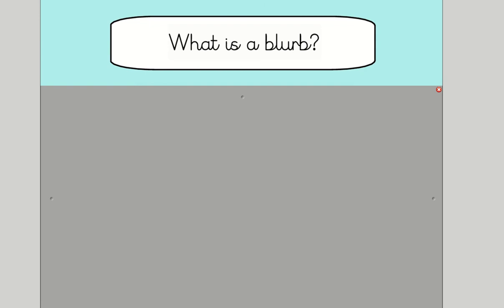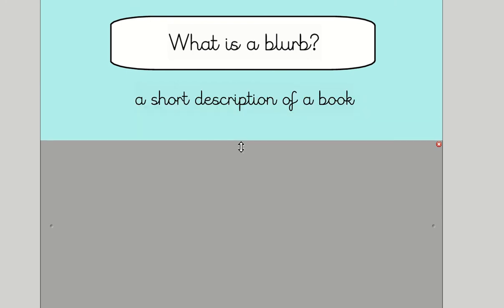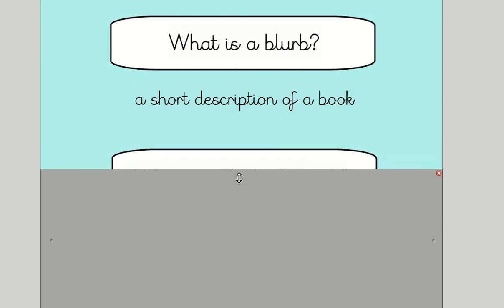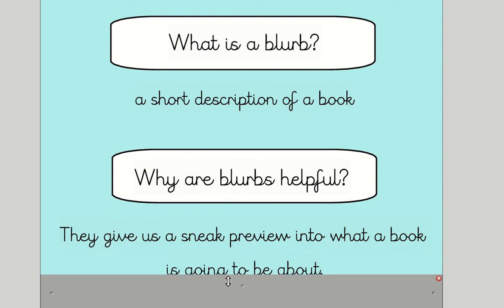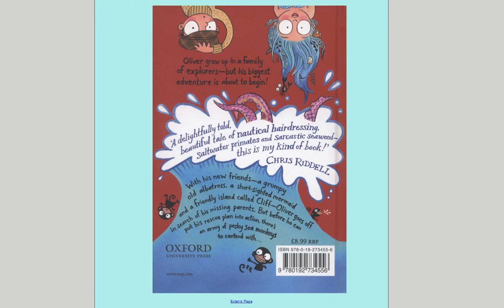Now, if we're going to be looking at the blurb today, we need to try and think about what a blurb actually is. Whereabouts do you find this in a book, and why is it really helpful? So, a blurb is a short description of a book. Why are blurbs helpful? They give us a sneak preview into what a book is going to be about. So let's have a look.